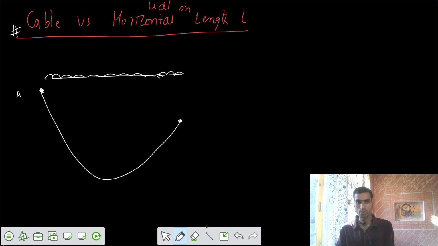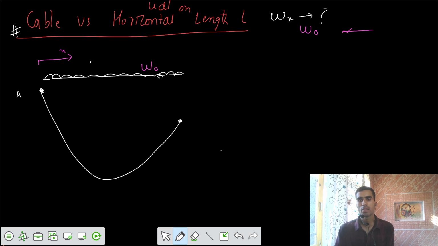Because of the load on the horizontal, can you say what's the W at any x? If you take any section at x from A, what is the intensity here? Can you say that the W at any x is a constant value, W naught? Along the horizontal, we say intensity is the same.